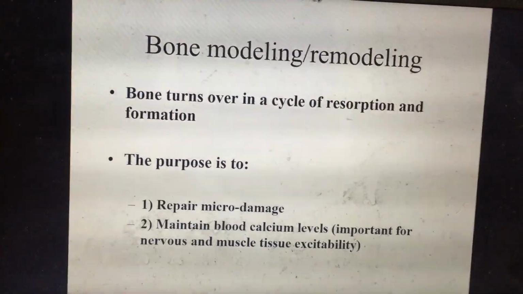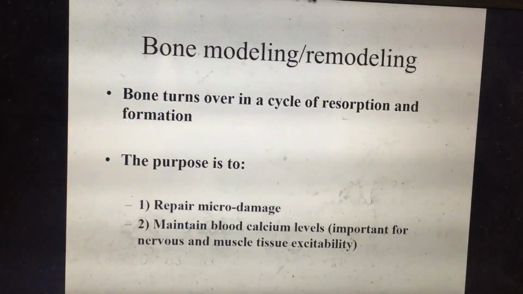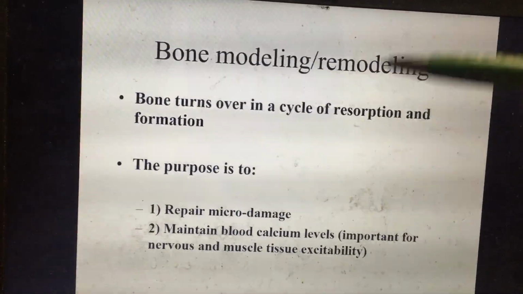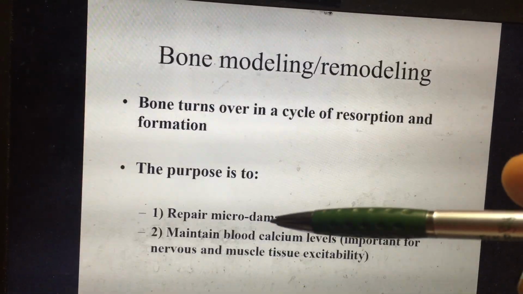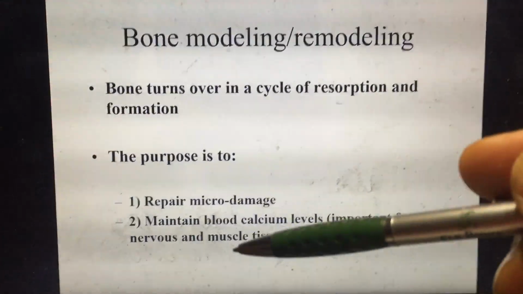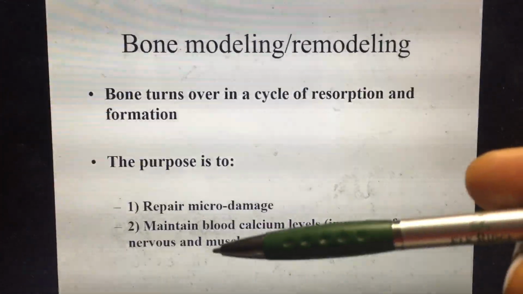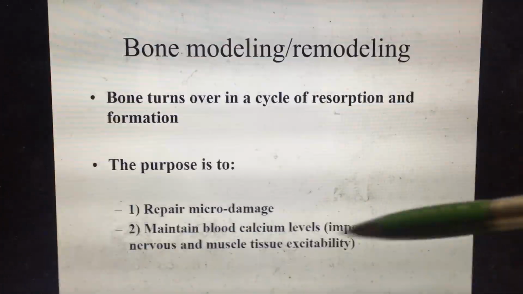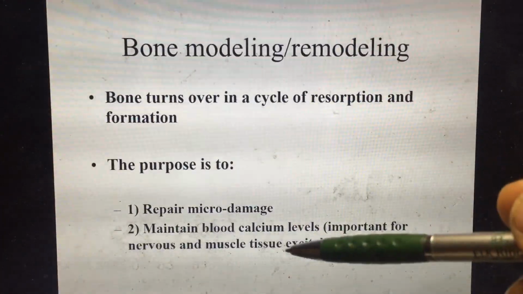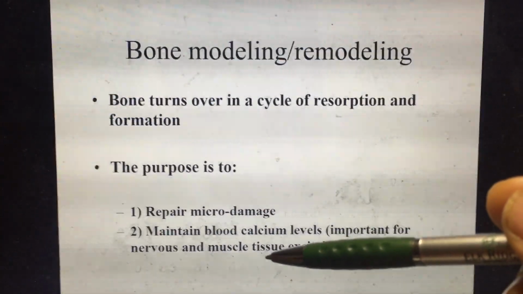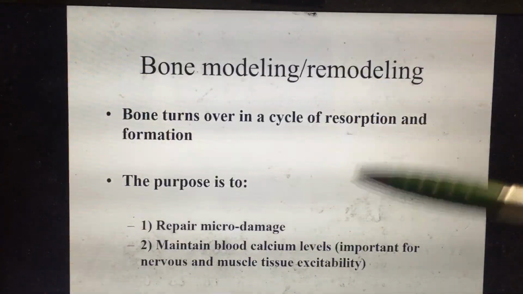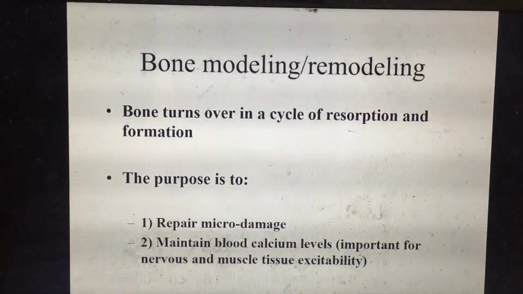Now, bone turns over in a cycle of what's called modeling and remodeling. So throughout your life, bone is constantly being resorbed or broken down and then reformed. And the purpose here is to repair microdamage of your bone. So that occurs anytime you exercise, and also to maintain blood calcium levels. So your bone acts as a good bank of calcium. And your calcium, as you know, is important for nervous system and muscle tissue excitability. So it's released from your sarcoplasmic reticulum would be one example. And so your bone turns over in this cycle for these reasons.